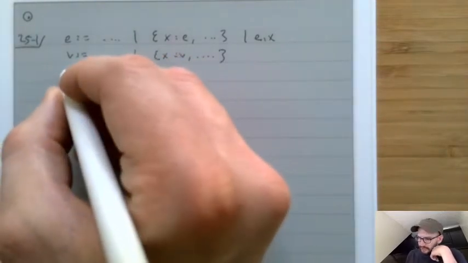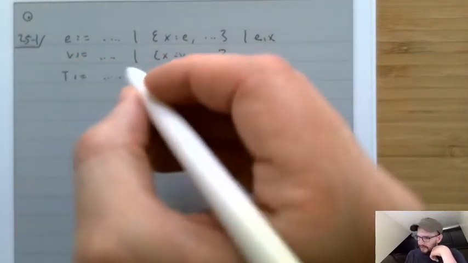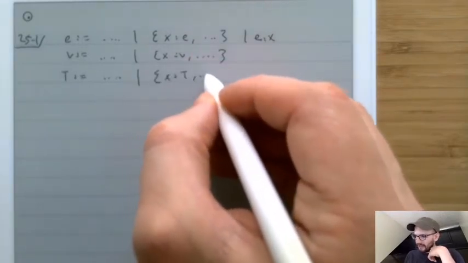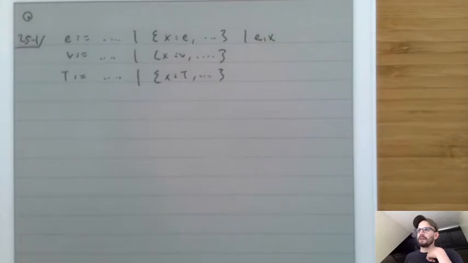We're going to change our type system so that there's a new type, which says that X is of type T, and then there's a bunch of those. Let's look at a little example program.